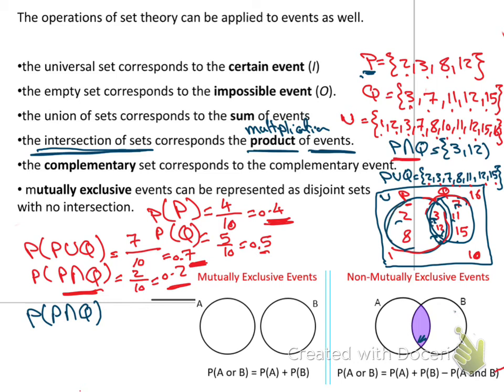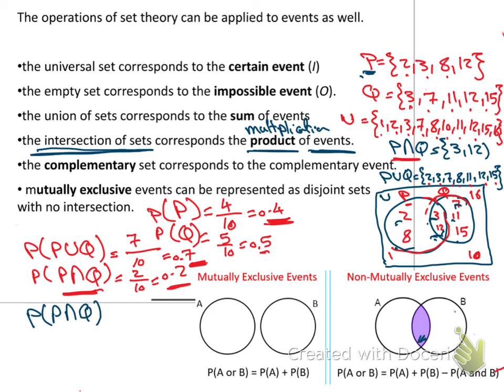So the probability of P will be 4 divided by 10. The probability of Q will be 5 divided by 10. But the probability of P intersect Q will be only 2 divided by 10, because you have only 2 elements. So it becomes smaller. It is less chance that the number will be only 3 or 12. If I said the chance will be 2 or 8 or 3 or 12 or 7 or 11 or 15, it is a bigger chance. But if I said a specific number, what is the chance? It will be only 3 or 12. It will be a lesser chance.